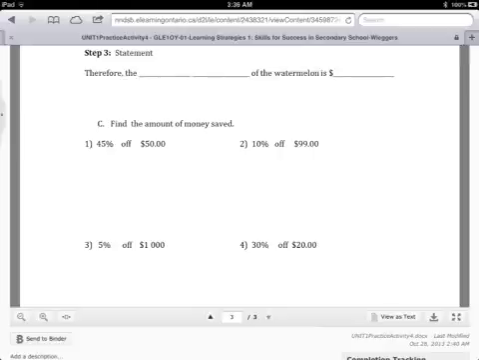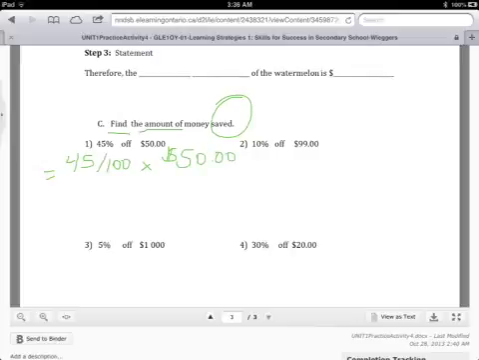In question C, the instructions are to find the amount of money saved. So this is just a middle step, or one of the steps in our question B. And so you've got 45% off $50. So we're going to find how much money the person is going to save if they buy an item at that sale price. We have learned already that 45% means 45 per 100. And we then multiply that by $50 to find how much money we save.